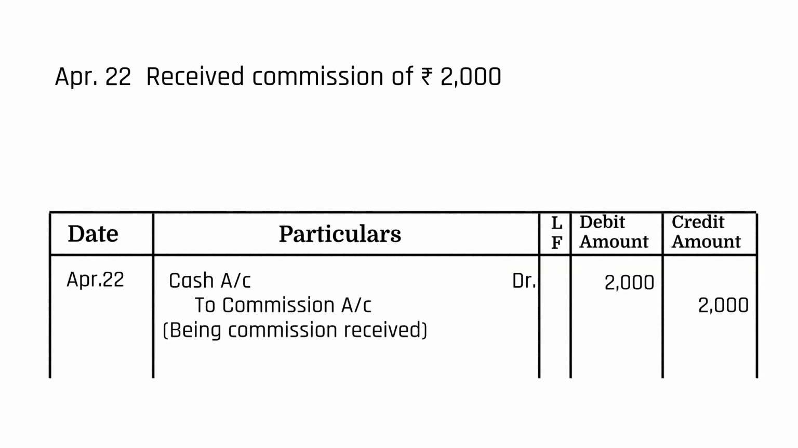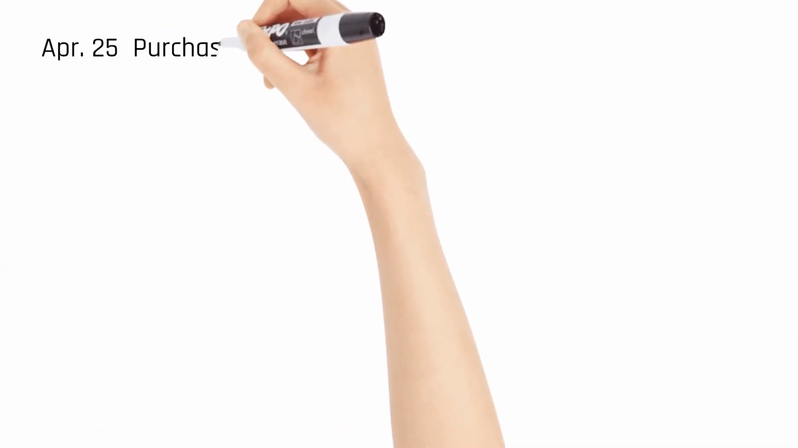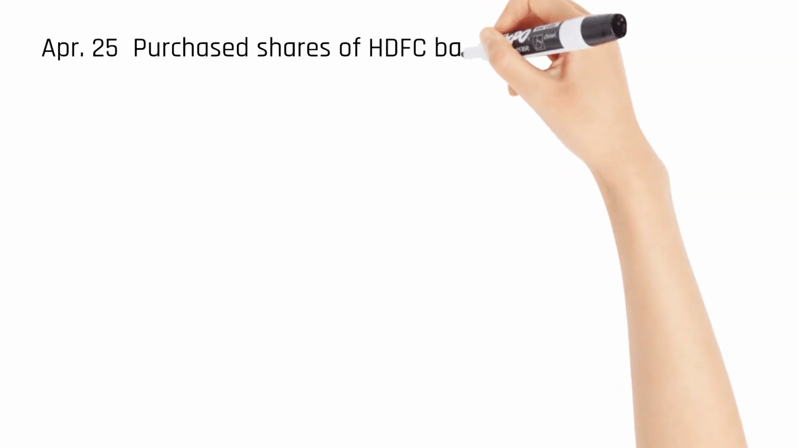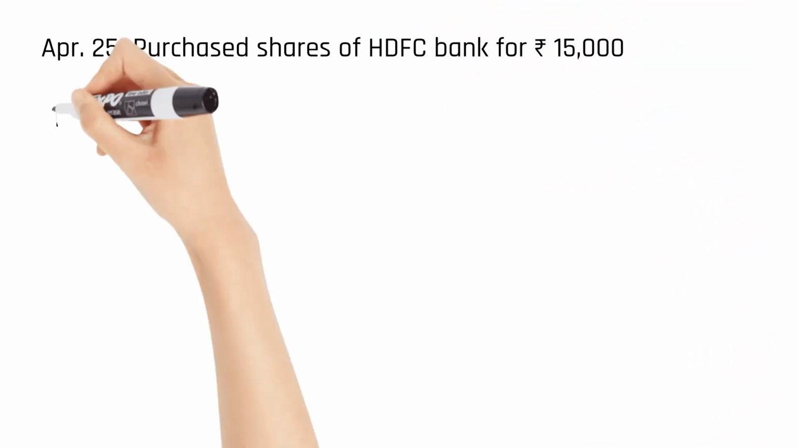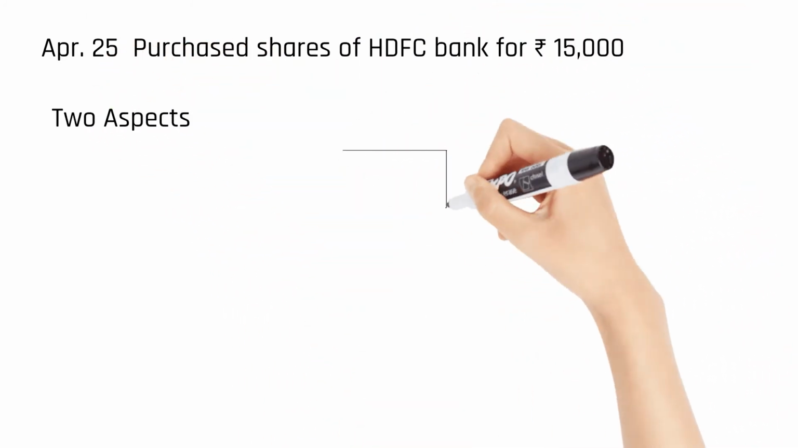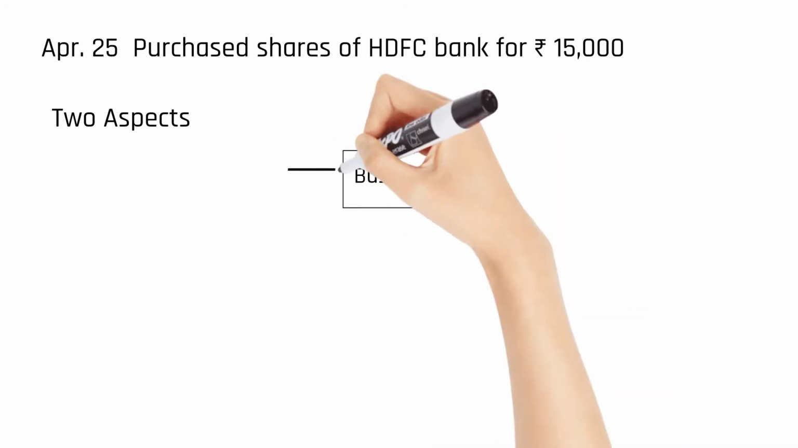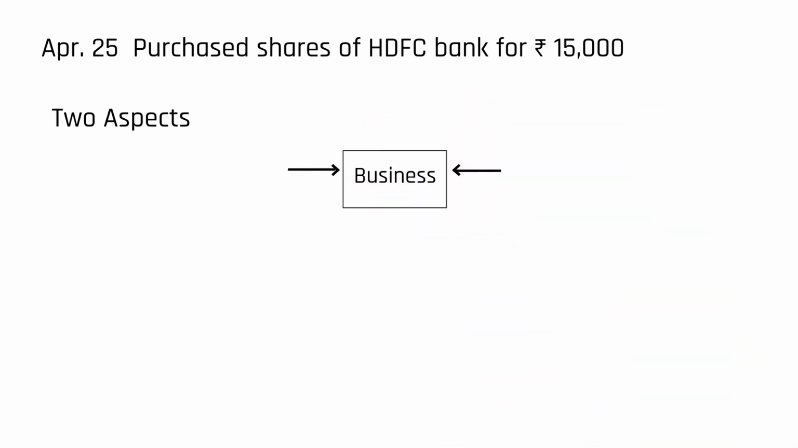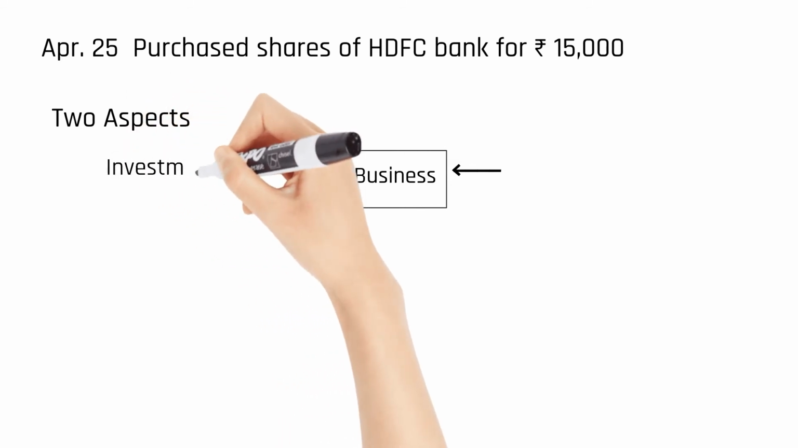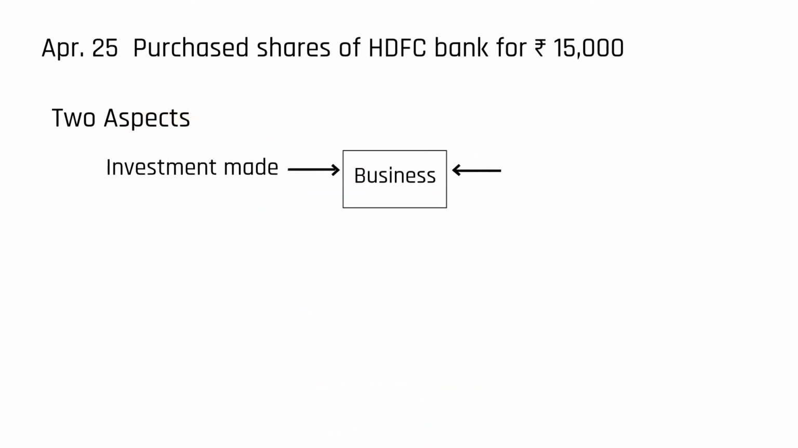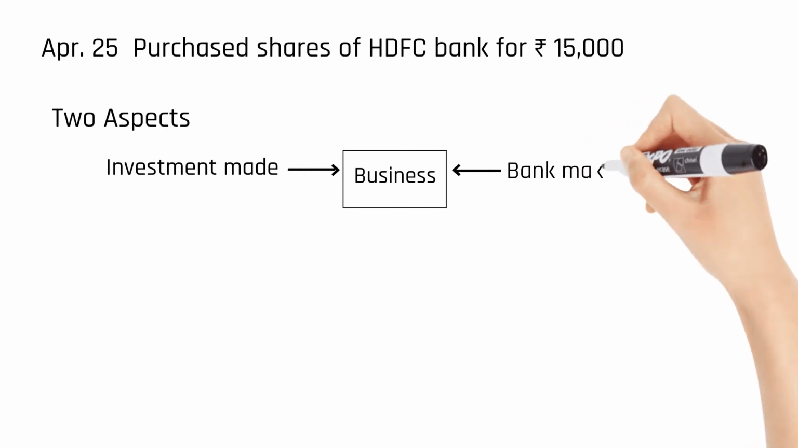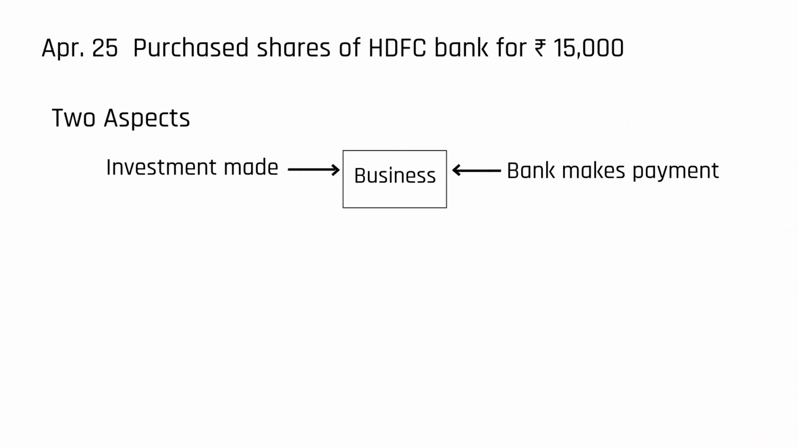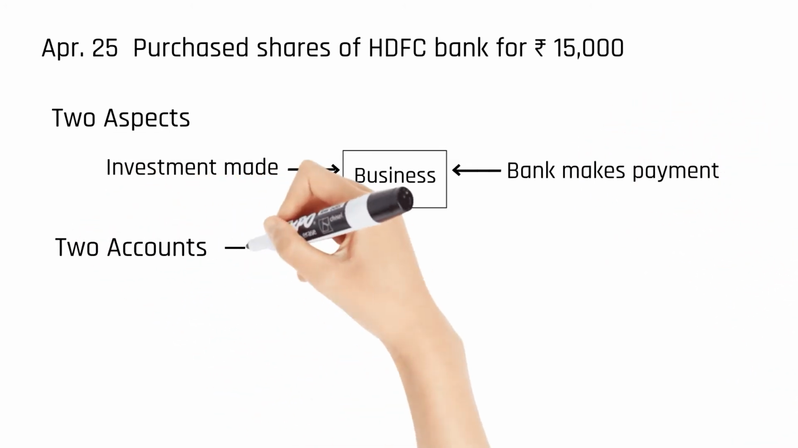On April 25th, purchased shares of HDFC Bank for Rs 15,000. Here the business is making an investment by buying shares, and buying of shares is always done through a Demat account, which is linked to the bank account. So two aspects here: investment made and payment through bank is done. The two accounts are the investment account and the bank account.